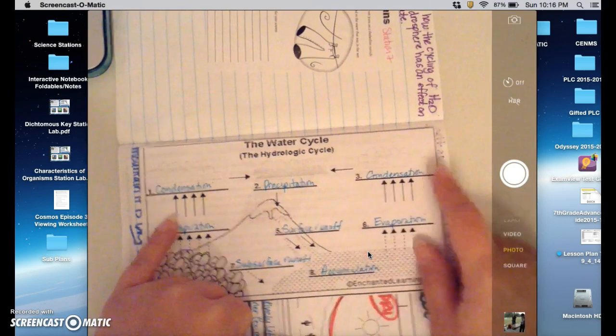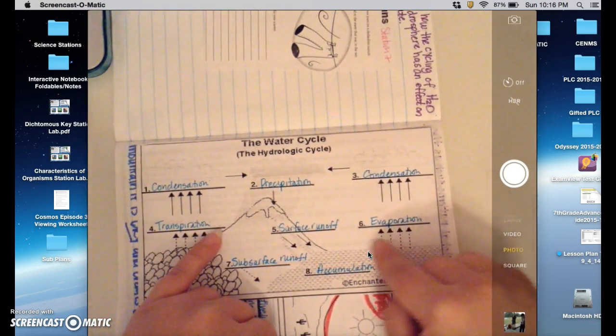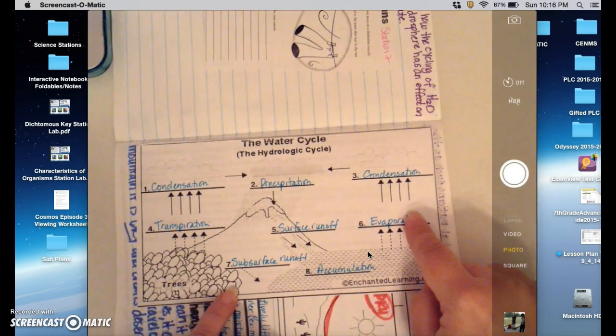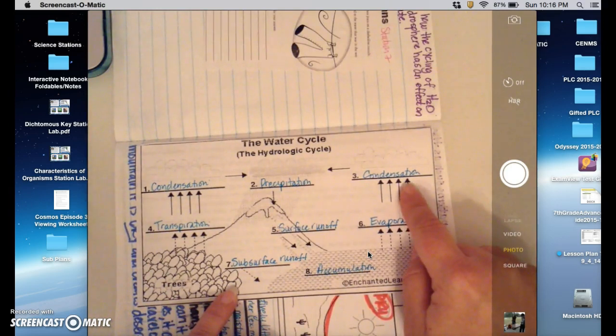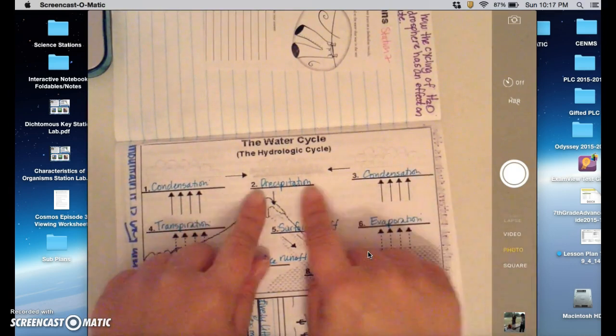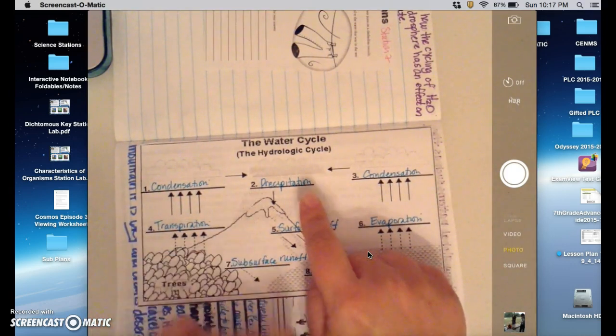All right. On the other side here, you have a large body of water. Okay. You have evaporation coming off of that body of water due to heat. That also will lead to condensation. So at number 1 and number 3, you're going to have condensation, which leads to precipitation.